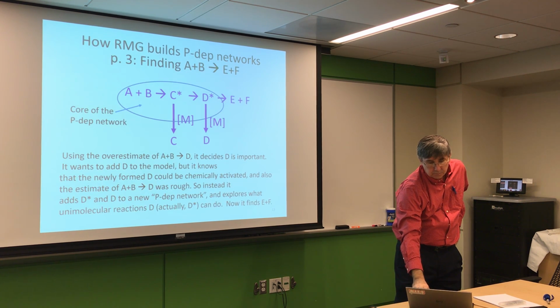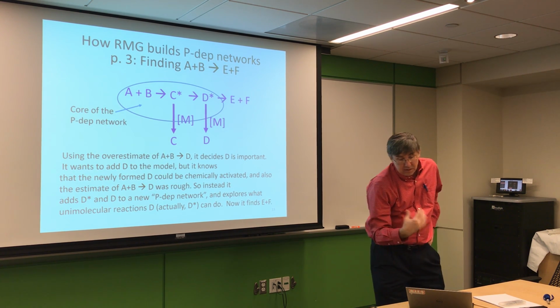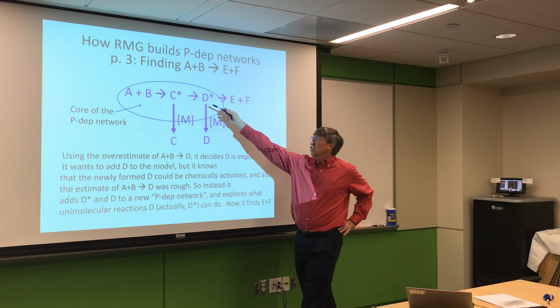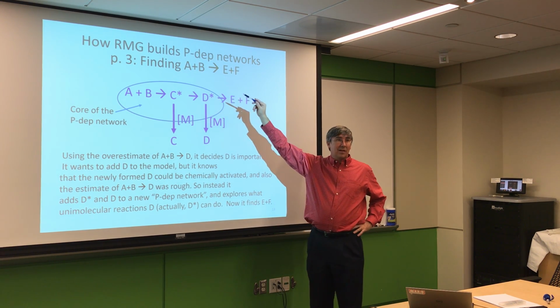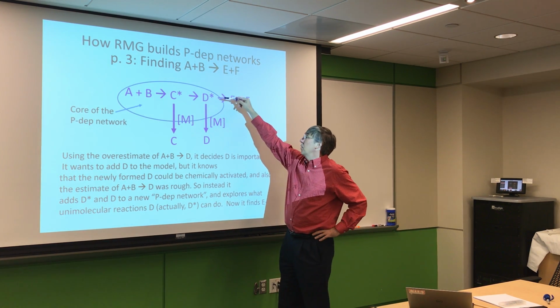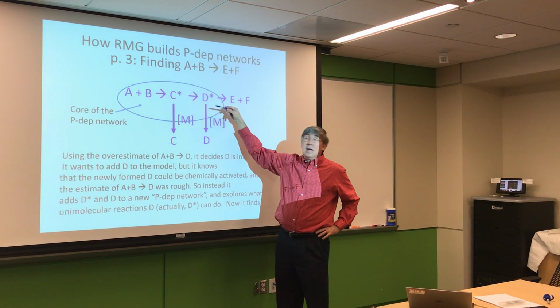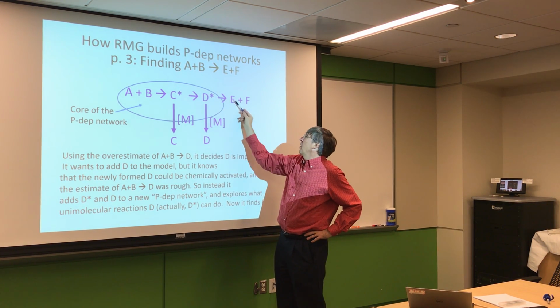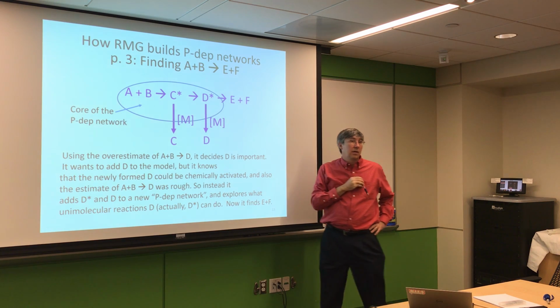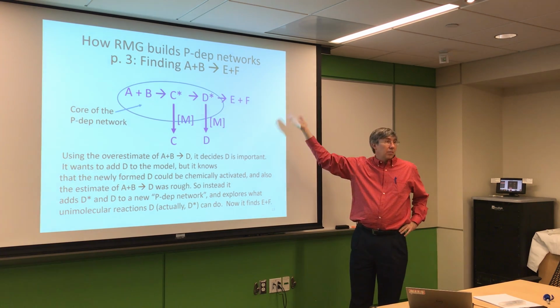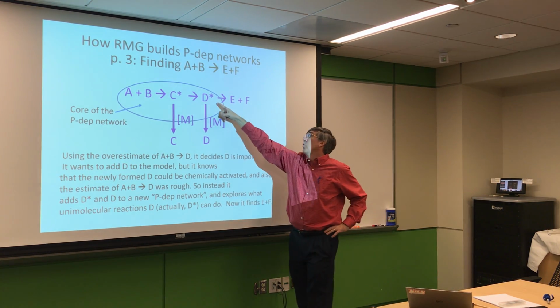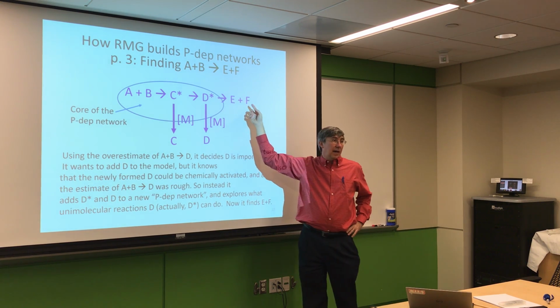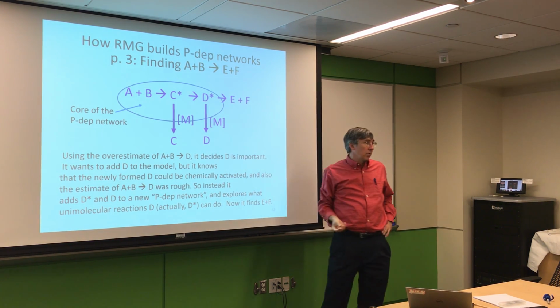All right. So suppose it does this evaluation and decides that D star actually could be formed at a high rate. Then I have to put D star in. So then it'll add D, and then it'll try to see what D star can do, and it might find that D star could form E plus F. And then we'll do the same process again, where now it makes an overestimate of the rate from D star to E plus F, and then evaluates whether E plus F can be formed.